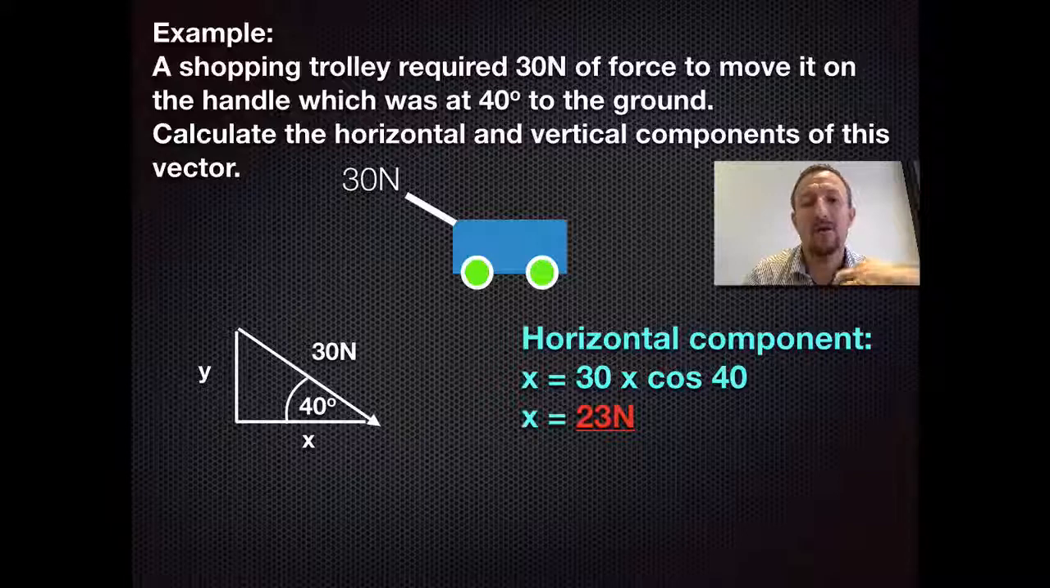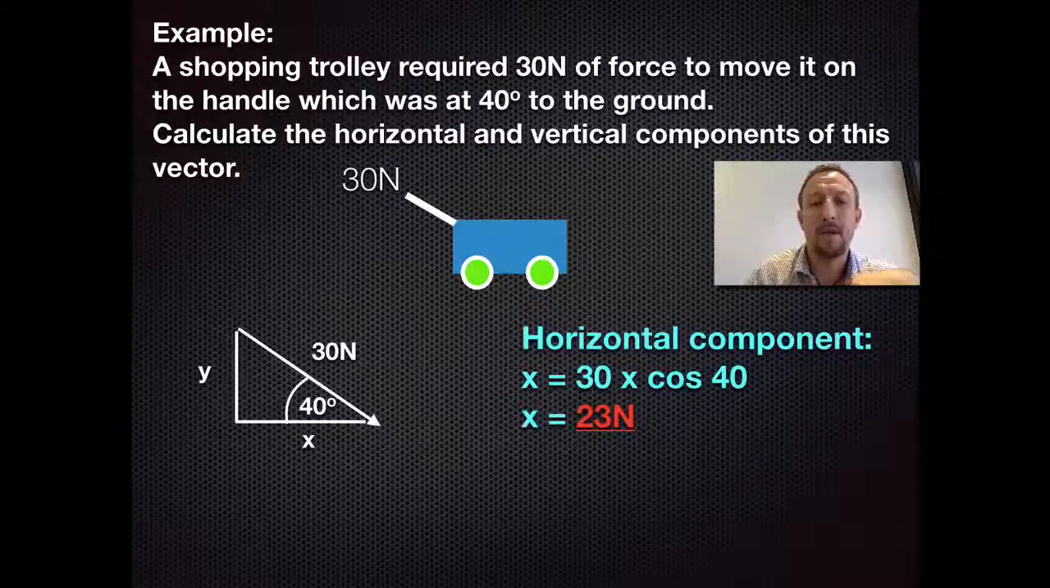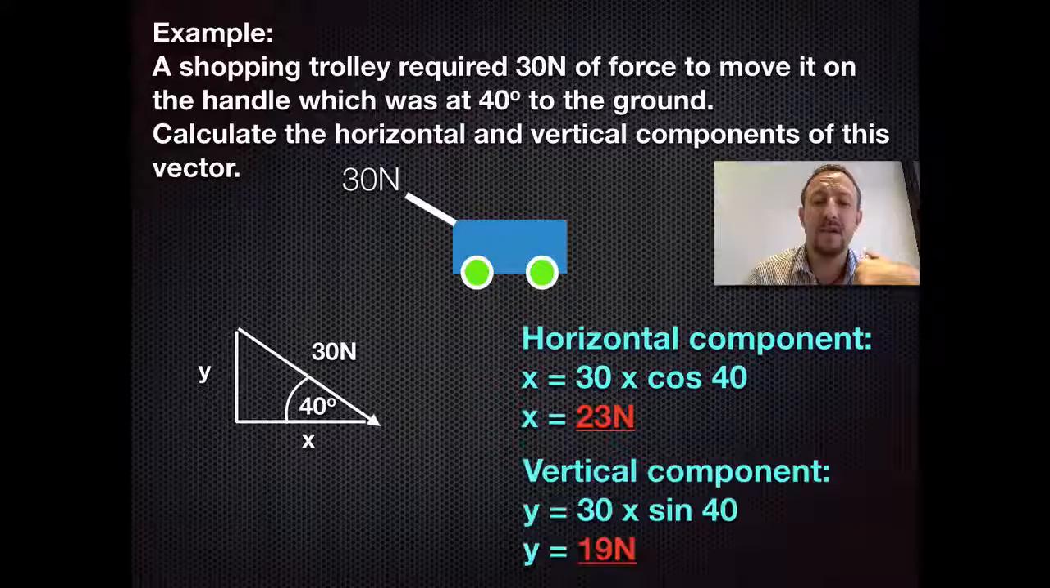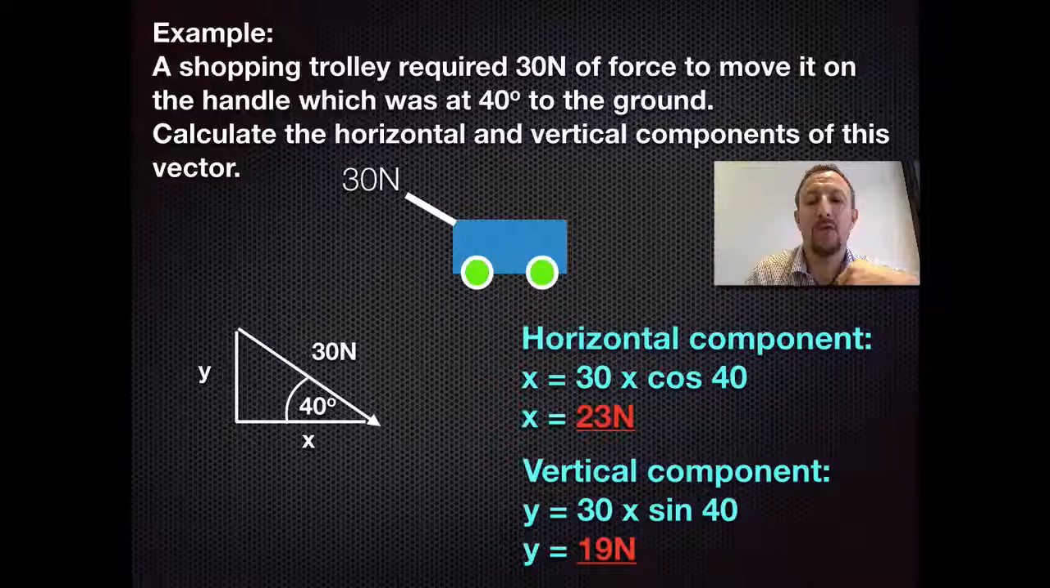So my horizontal component of this vector is 23 newtons horizontally. Then I do exactly the same for vertically, where the resultant is 30 newtons again. The angle is 40, so it's 30 times sine 40, which is 19 newtons. So that 30 newton force which is applied at 40 degrees to the ground is made up of 23 newtons horizontally and 19 newtons vertically.